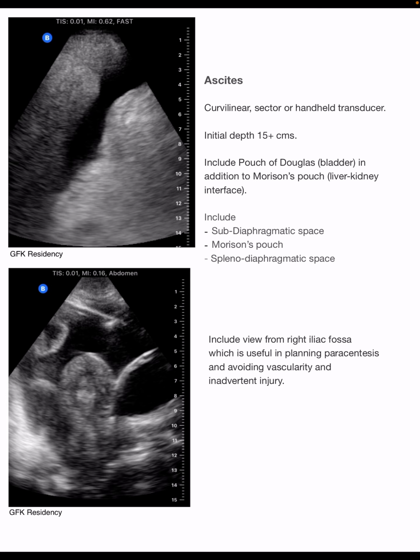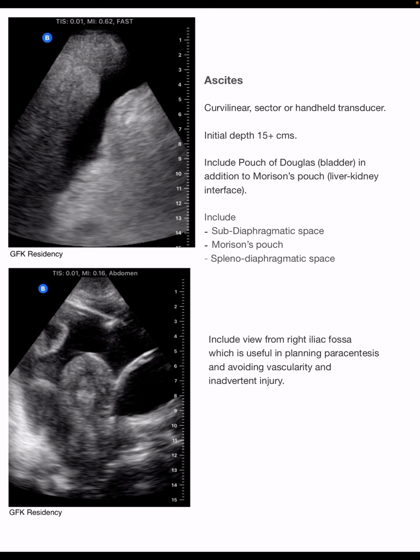Ascites is common in the office as well as the inpatient service. A curvilinear, sector or handheld transducer should be used with an initial depth of 15 centimeters. The pouch of Douglas should be included in addition to Morrison's pouch.